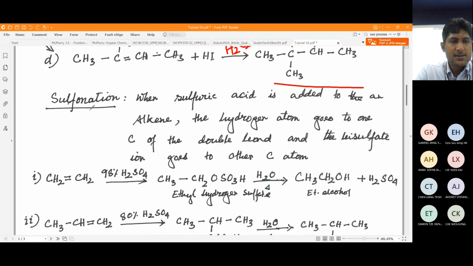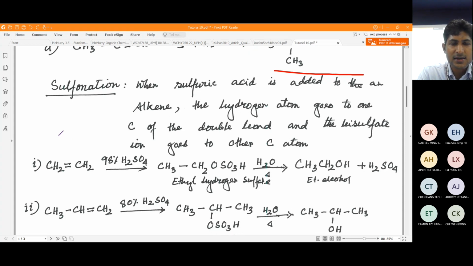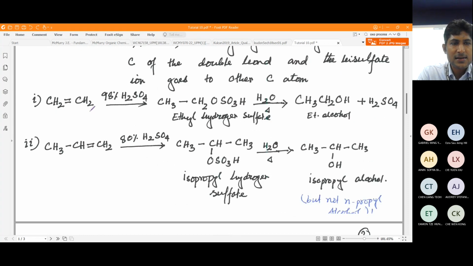Okay. So for sulfonation, when sulfuric acid is added to the alkene, the hydrogen atom goes to one carbon of the double bond, and the bisulfate ion goes to the other carbon atom. It is very obvious that CH2 is there, and there is no difference between these carbons. Both carbons are the same, with a similar look.